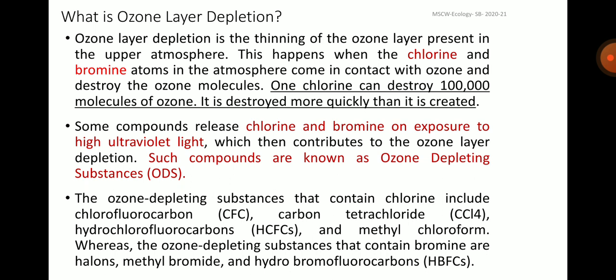Some compounds release chlorine and bromine on exposure to high UV light, which then contributes to the ozone layer depletion. Such compounds are known as ozone depleting substances, or just in short ODS. The ozone depleting substances that contain chlorine include chlorofluorocarbons, that is CFCs, carbon tetrachloride CCl4, hydrochlorofluorocarbons, that is HCFCs, and methyl chloroform, whereas the ozone depleting substances that contain bromine are halons, methyl bromide, and hydrobromofluorocarbons.